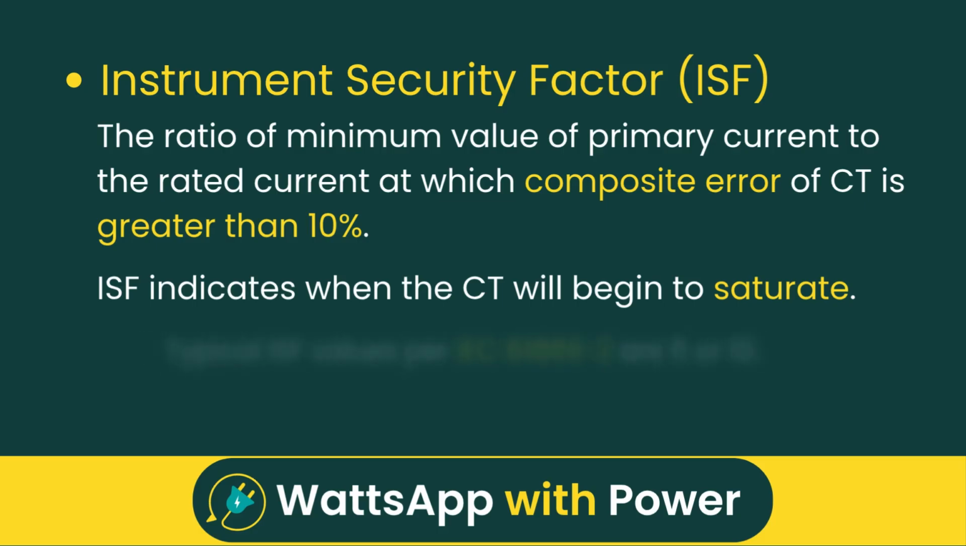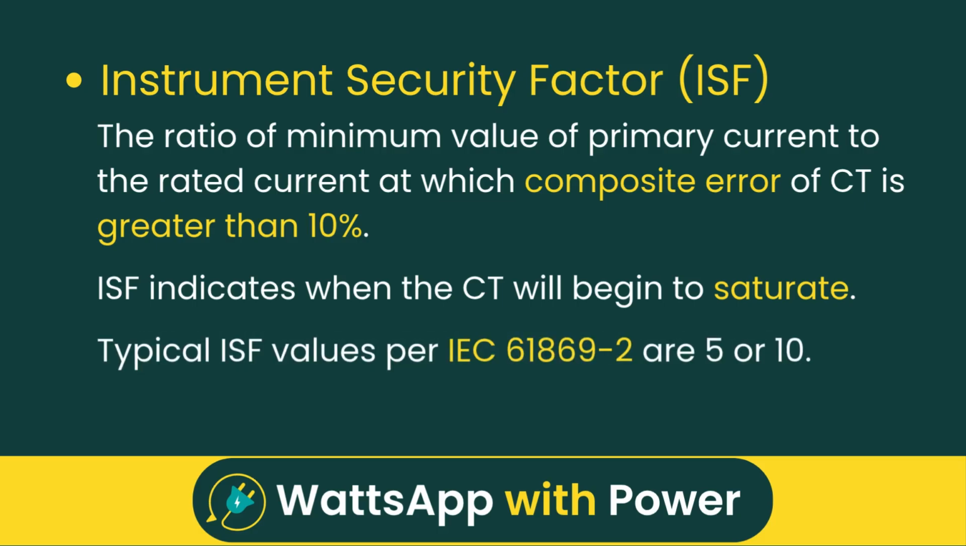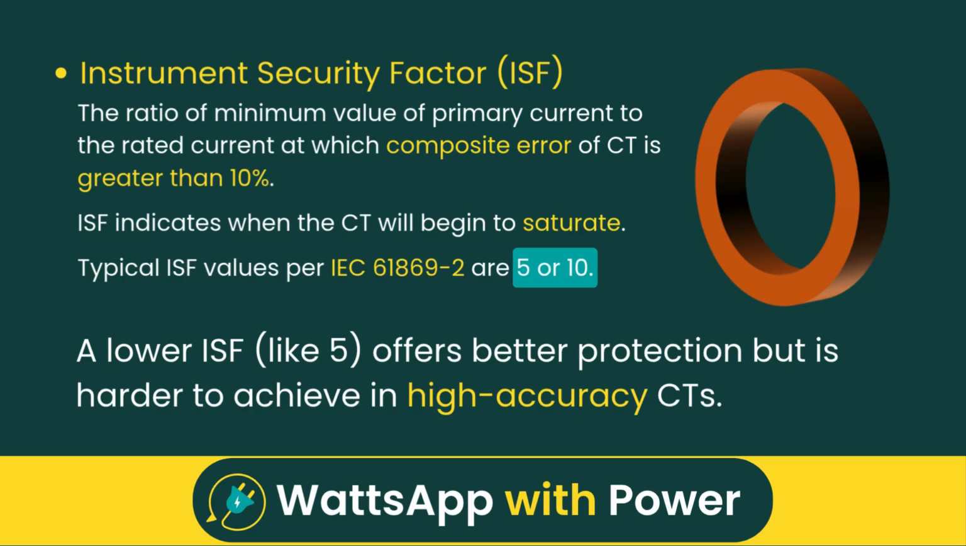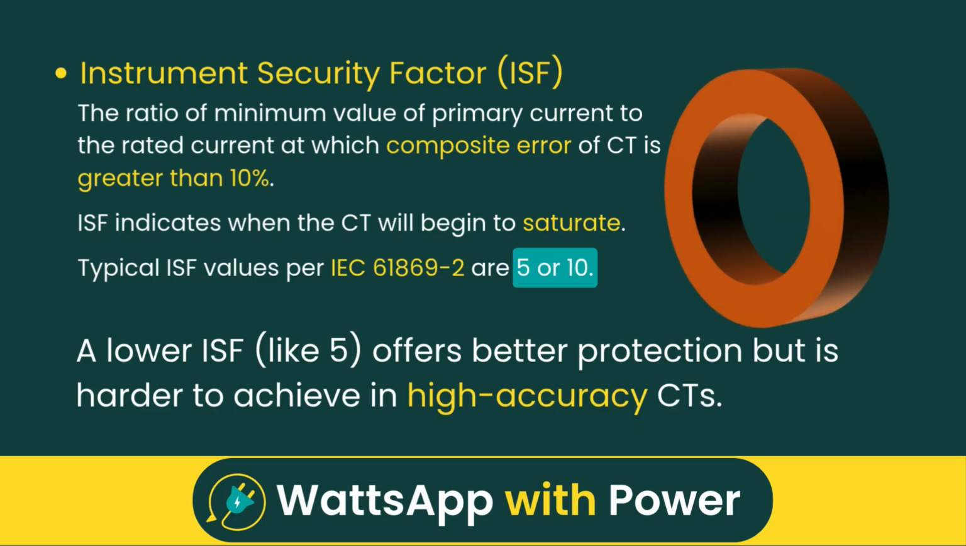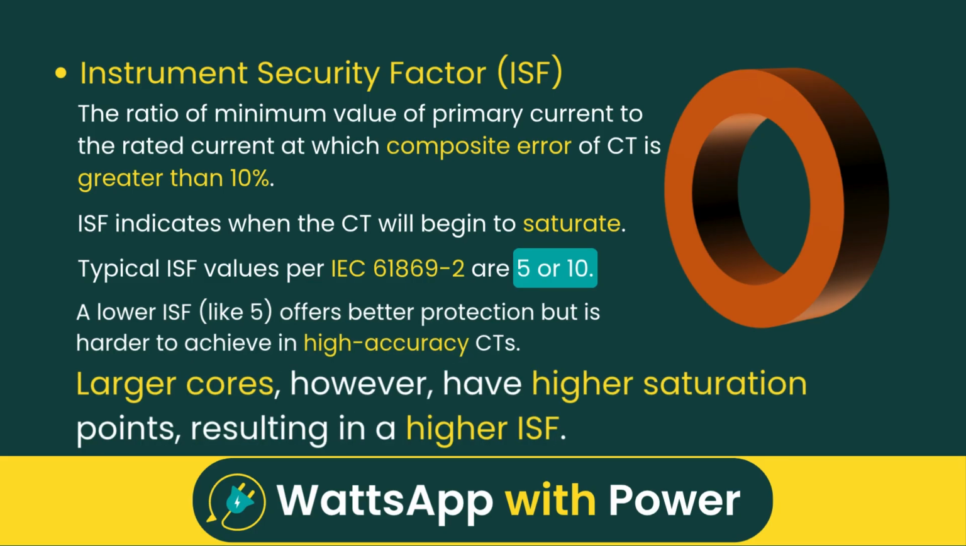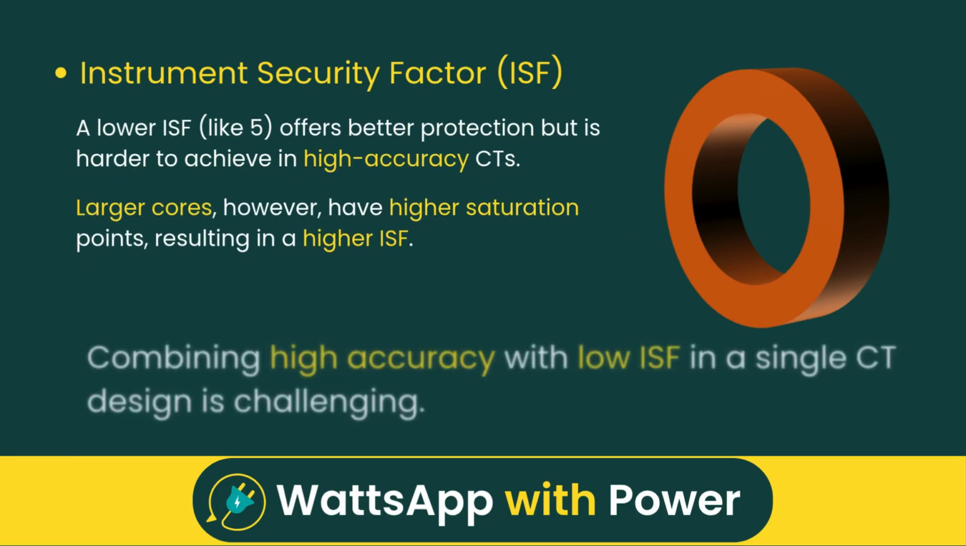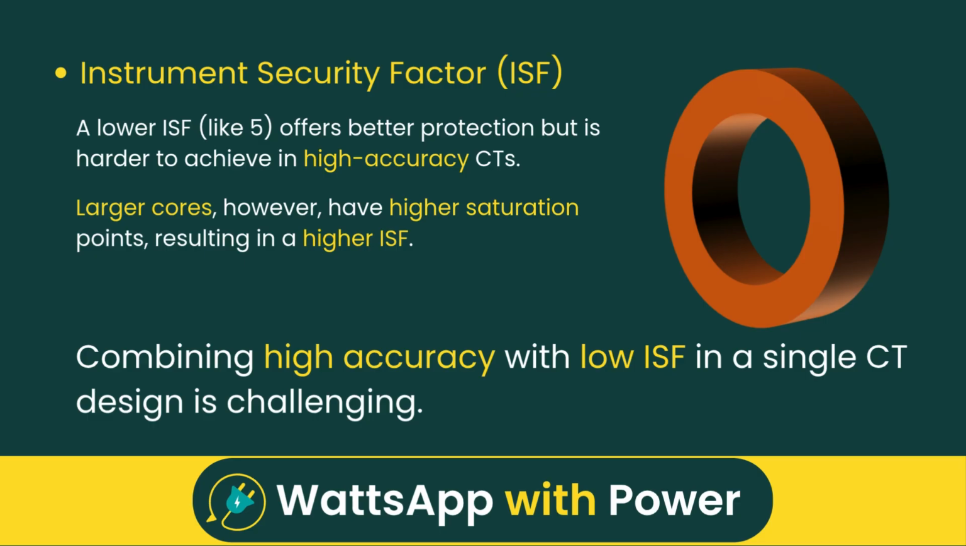According to IEC, typical instrument security factor values are 5 or 10. A lower ISF, like 5, offers better protection for meters but is harder to achieve alongside high accuracy. This is because highly accurate CTs require low excitation currents, which usually means larger cores. Larger cores, however, have higher saturation points, resulting in a higher ISF. Therefore, combining high accuracy with low ISF in a single CT design is challenging.